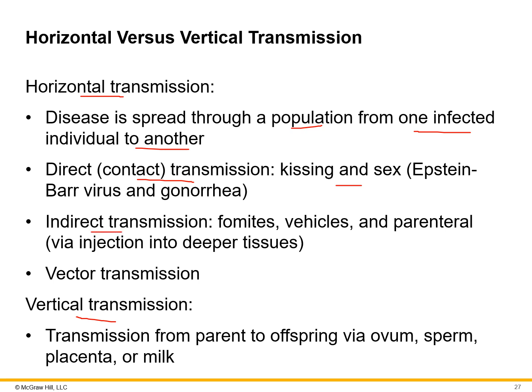Again, somebody coughs and sneezes on a pen, somebody picks up the pen and transmits it that way. So fomites are inanimate objects, a pen for example, a toilet seat. Those vehicles are through different injections or by vector transmission, again, oil or food, water, etc. Whereas vertical transmission is where it's from the parent to the offspring. So it's passed through the placenta or the milk, the ovum or the sperm. So again, they're getting it from their parents. That's vertical transmission. Most of the time we're talking about horizontal.